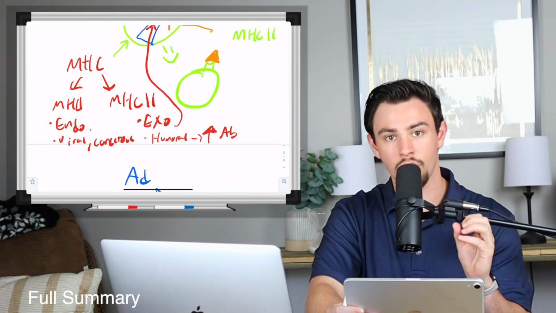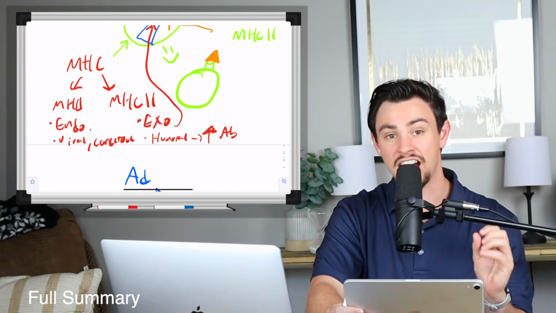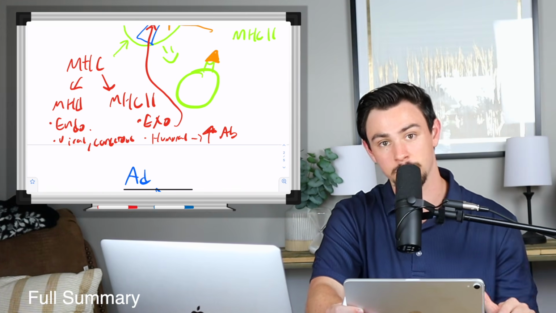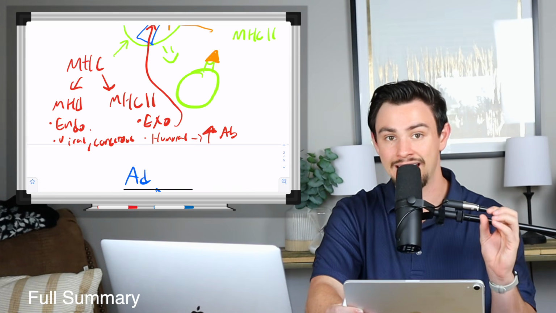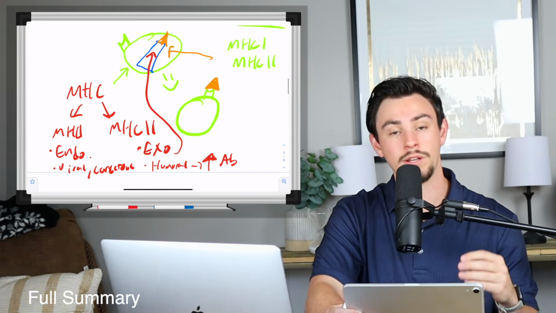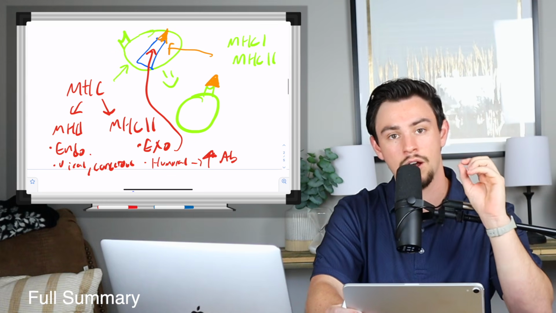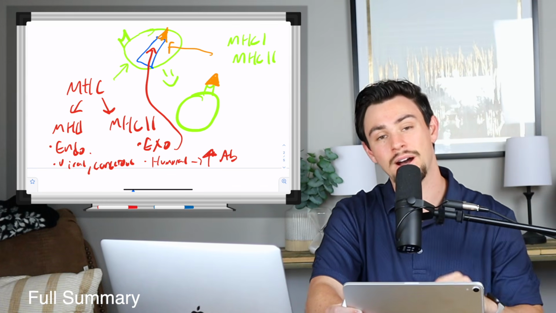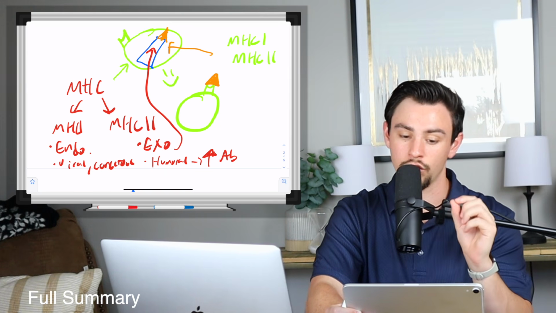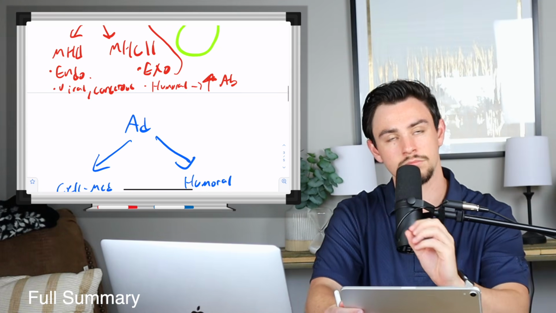MHC2, which is only expressed on things like antigen-presenting cells, samples exogenously synthesized proteins, or proteins that are synthesized outside of the antigen-presenting cell. And what it's going to do is eat the other pathogens through phagocytosis, chew them up, put them on MHC2, and then express them on their surface as a party hat for our CD4 positive T helper cells to recognize and turn those B cells into plasma cells.